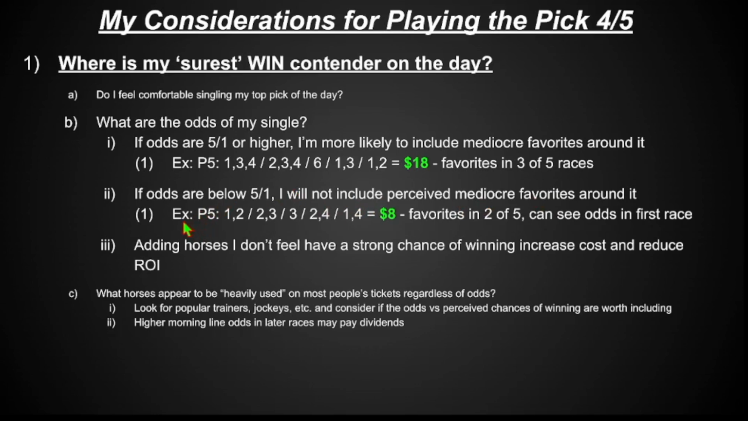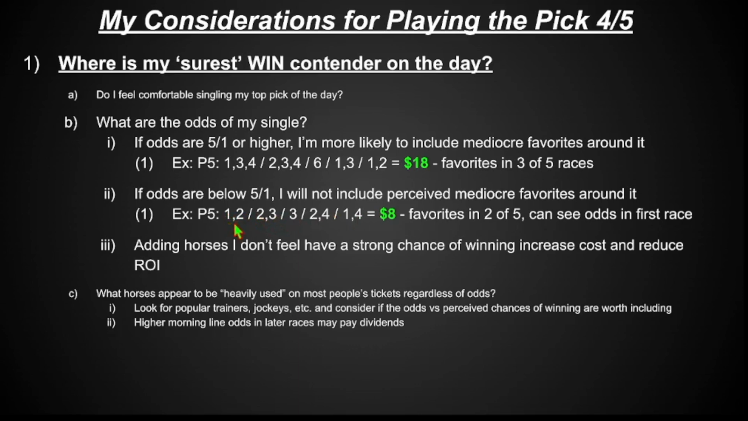For example, a pick 5 might look like 1-2 with 2-3 with 3. Here's my strong pick of the day, 3 to 1. So not the favorite, but not quite a long shot. I wouldn't consider the third choice in the betting with 2-4 with 1-4, an $8 ticket with my strong pick, the 3 singled. Favorites in 2 of 5 of the races. And so in race number 1 and race number 5, I've included the favorites, not in race 2 or 4. I just think they're mediocre, and I don't want to expand the cost of my ticket, including some favorites that I think don't have a great chance of winning.